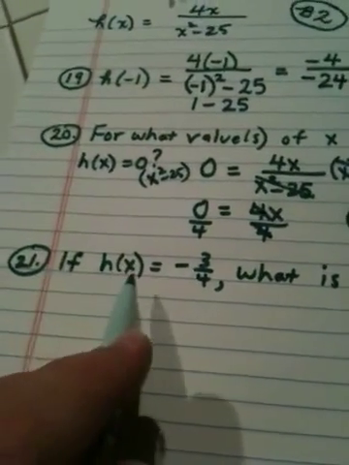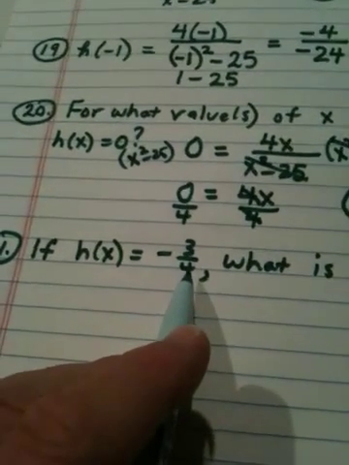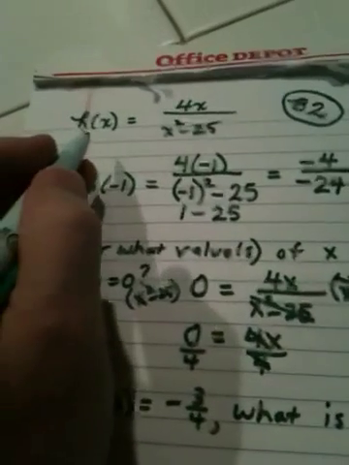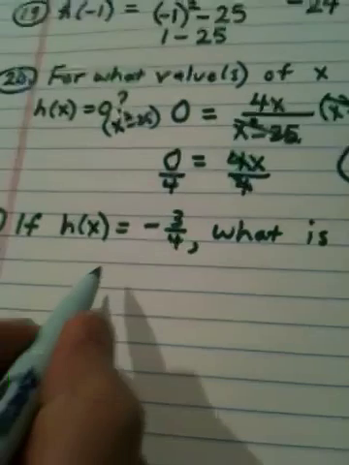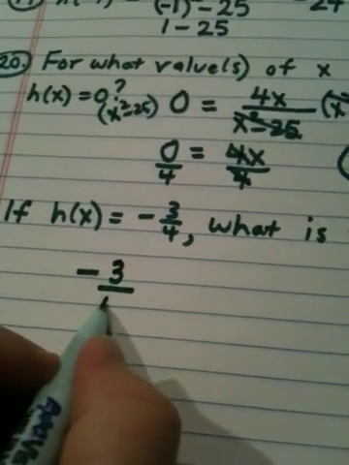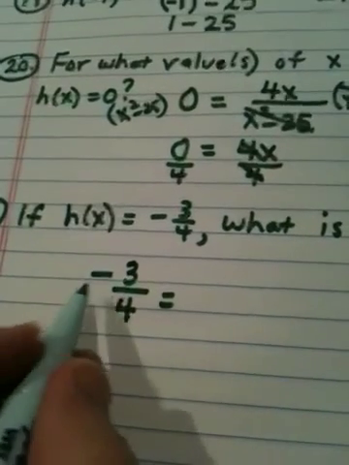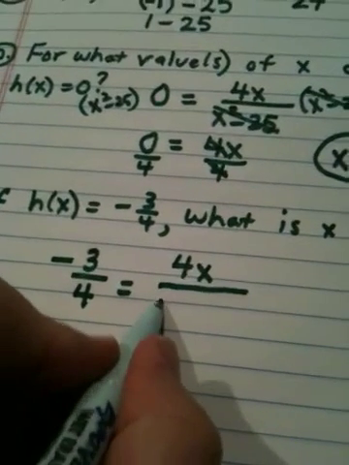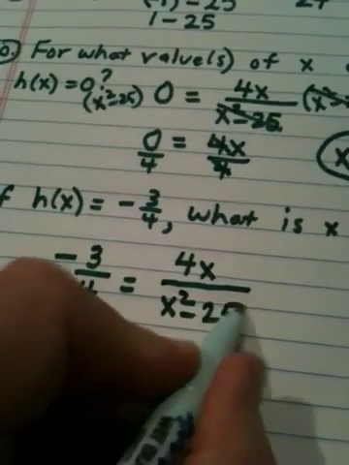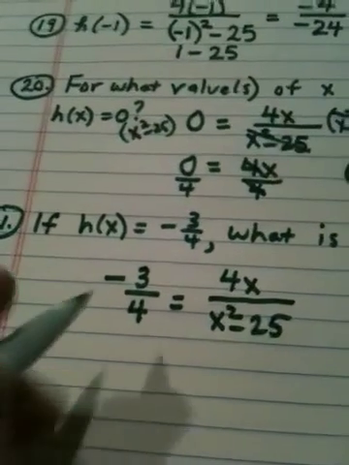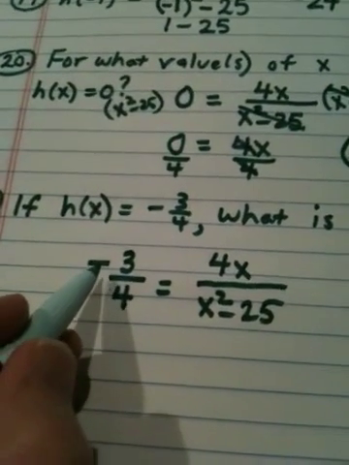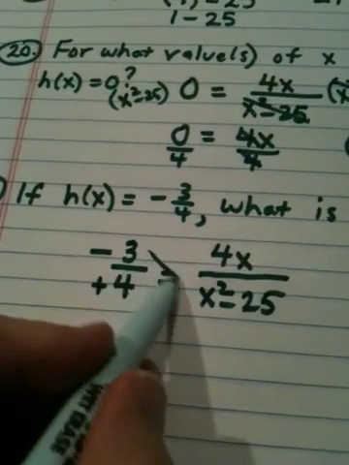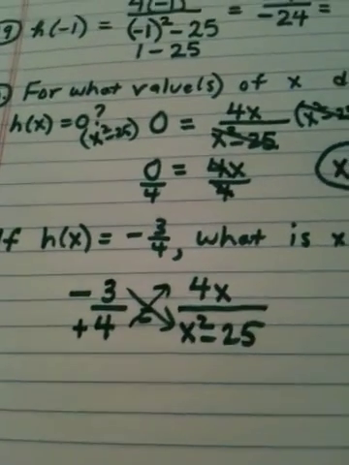Problem number 21. If h of x is negative 3/4, what is x? Well, this time I'm going to the function, but instead of putting in a 0 for h of x, I'm putting in a negative 3/4. So I have negative 3/4 equals 4x divided by x squared minus 25. Okay? Now, negative 3/4 is really a negative 3 over a positive 4. And the reason I'm mentioning that is I'm getting ready here to cross multiply because this is a proportion.